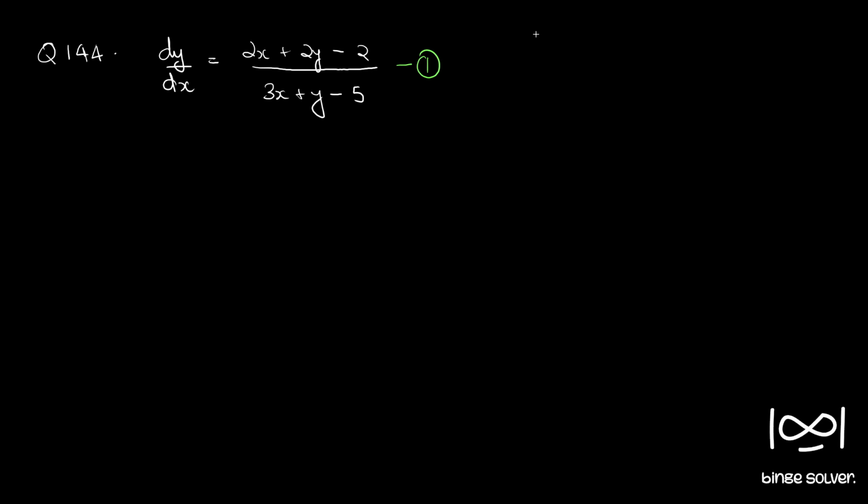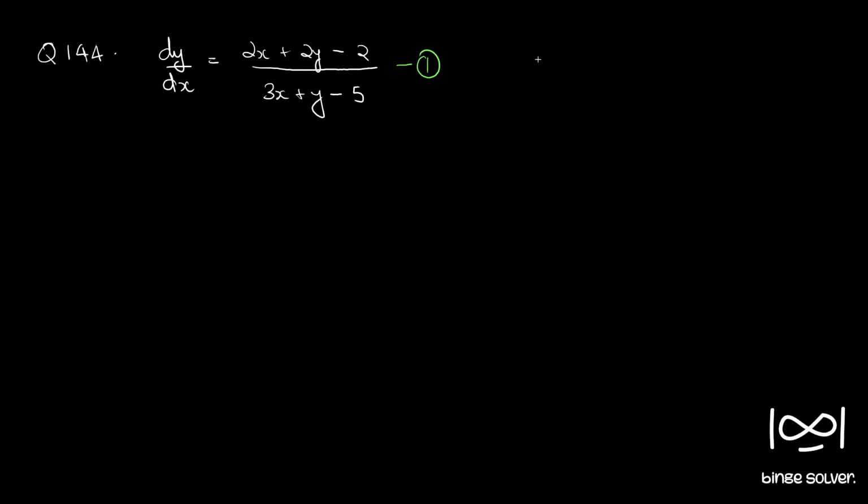For such a question, we have to first check whether the ratio of the coefficient of x in the numerator and denominator is equal to the ratio of the coefficient of y in the numerator and denominator. If they are equal, the solution cannot be applied. So when we check, it is 2 by 3 and 2 by 1. So it's not equal and we can apply the solution.